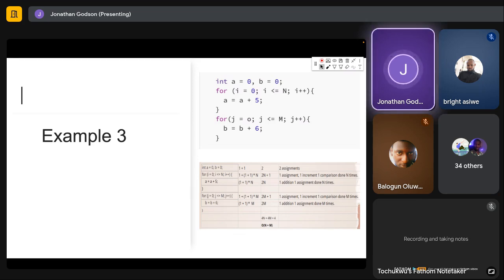This particular example is a bit tricky, unlike the other ones we've seen before. We have two for loops here. They are not nested, and this algorithm has two different inputs.